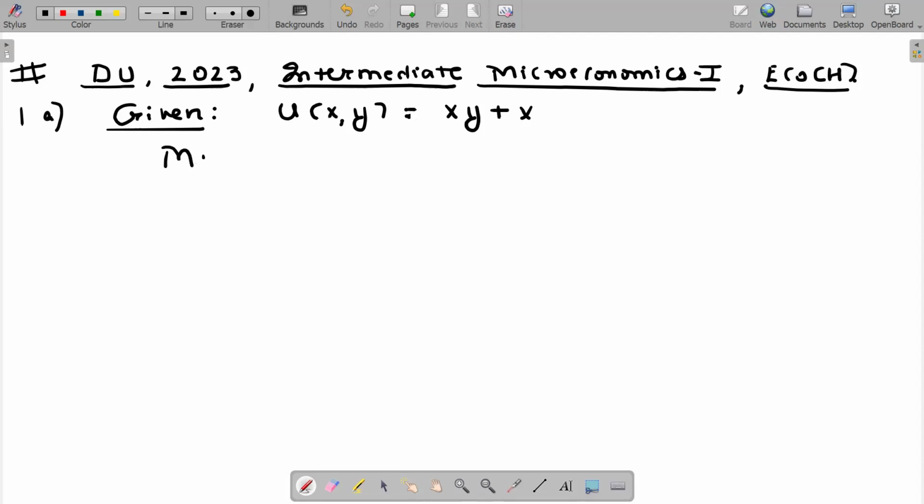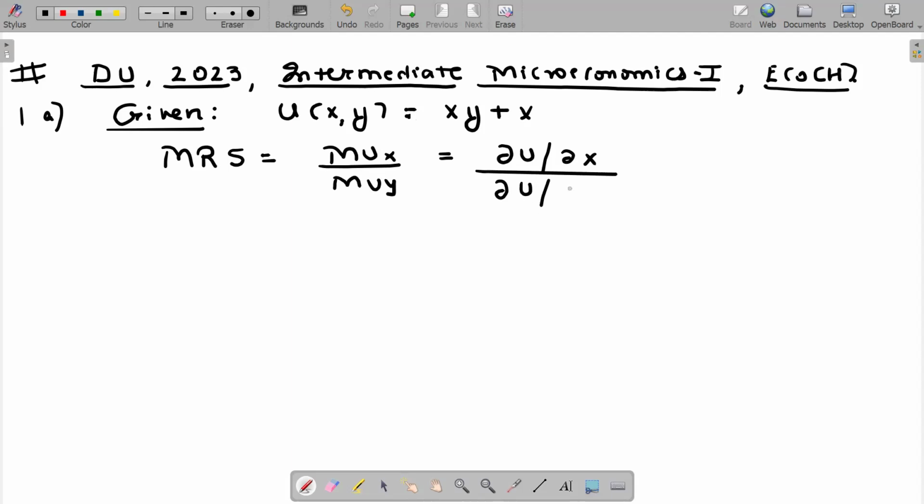How do I find the MRS? The formula for MRS is marginal utility of good x over marginal utility of good y. Assume that good x is measured on the horizontal axis, good y is measured on the vertical axis. How do I find MUX? That's the partial derivative of the utility function with respect to good x. How do I find MUY? That's the partial derivative of the utility function with respect to y. I've covered all this in detail in my theoretical lectures on consumer theory.